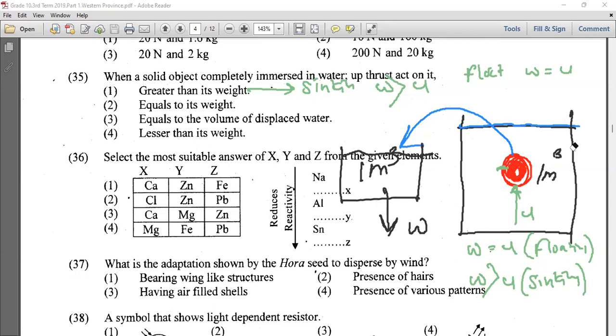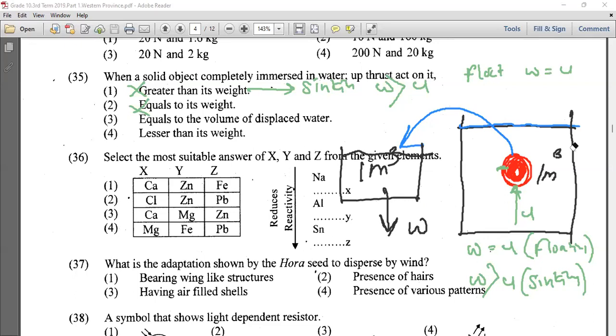That's it. So whether upthrust is greater than the weight, we can't say that unless they provide us sufficient information. That's not given here. Upthrust is equal to the weight. That also cannot be obtained from here. They don't tell us the object is floating or sinking.